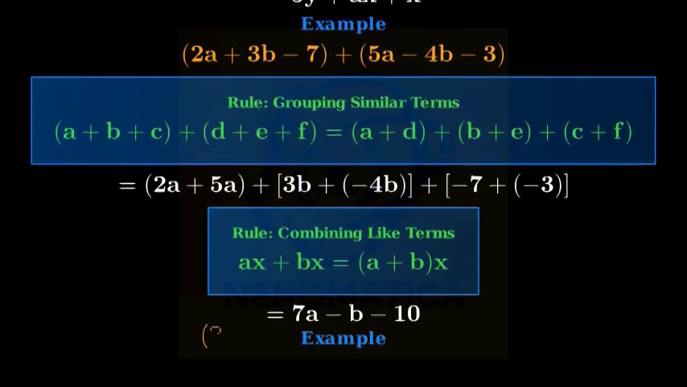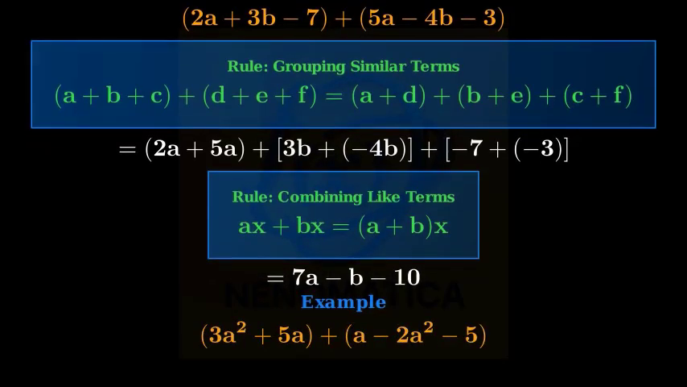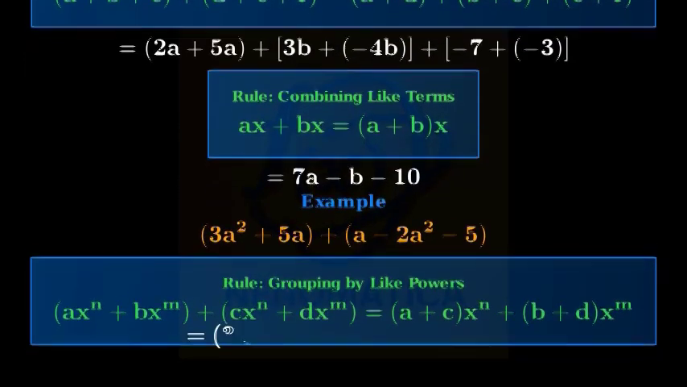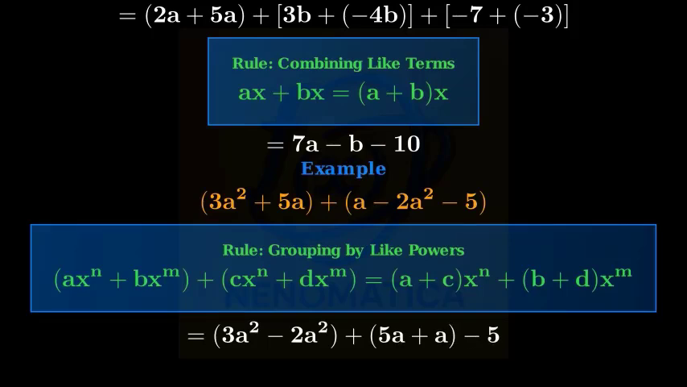We have the expression (3a squared plus 5a) plus (a minus 2a squared minus 5). First, let's regroup the terms by like powers of a. We'll group the a squared terms, then the a terms, and finally the constants. We have (3a squared minus 2a squared) plus (5a plus a) minus 5. Now, let's combine the like terms within each group.